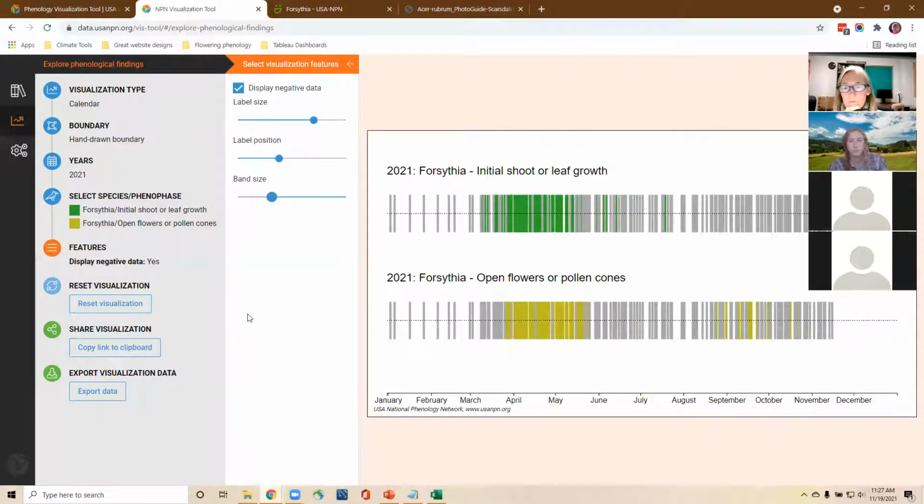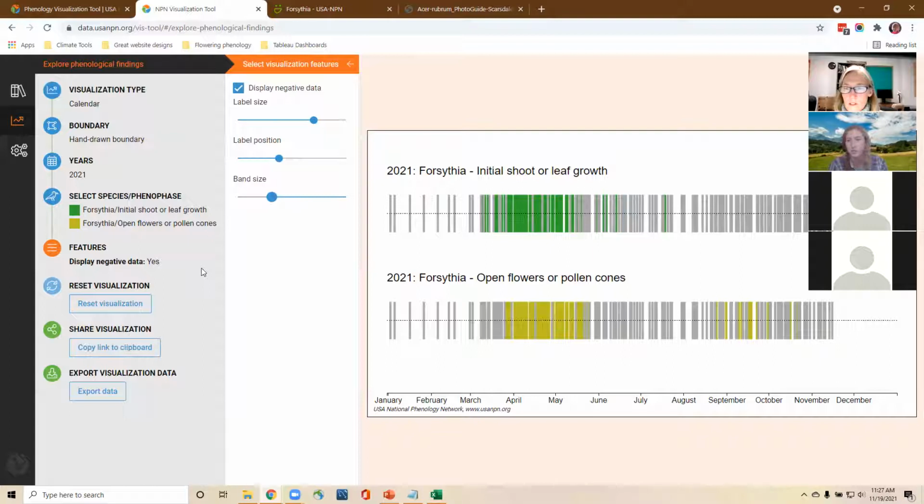Any questions about the calendar? I think you just answered one of my overall questions about the visualization tool, about exporting data. So is most of it PNG type data? I was just curious.